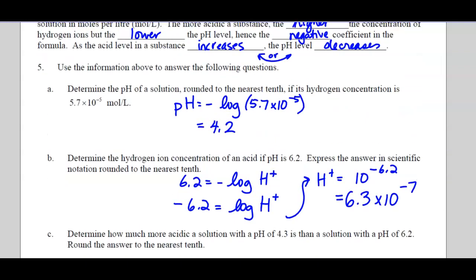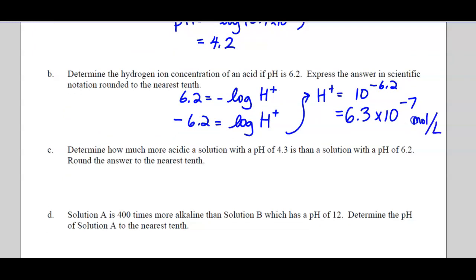And this would be moles per liter, right? Forgot the H plus. Moles of H plus. You have to do that too. If you want to make it really nice, just put that. We're not doing significant digits right now. It says round to the nearest 10.